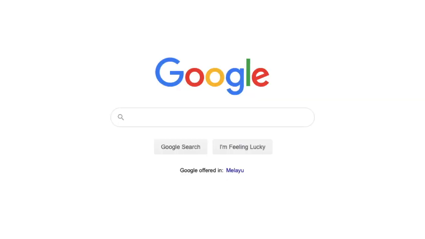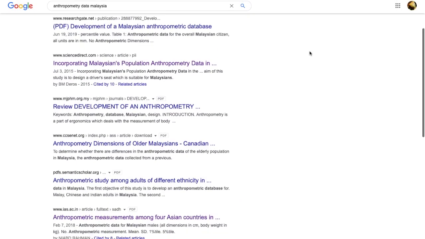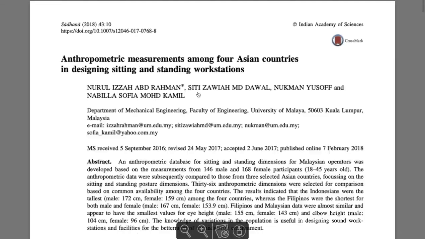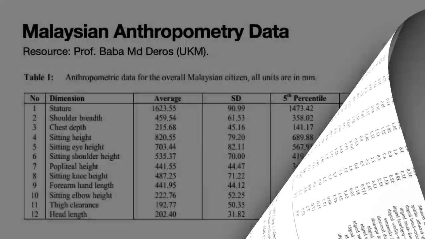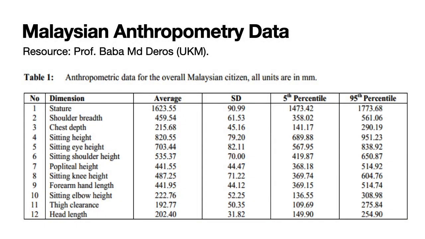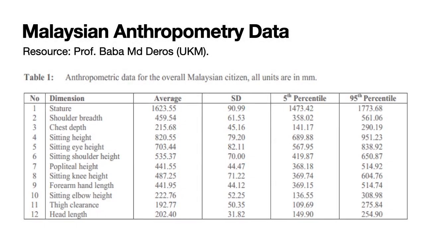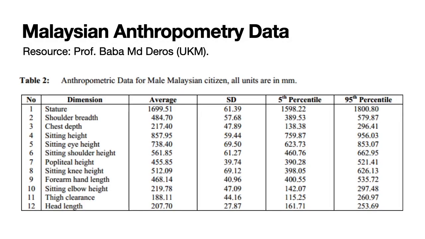Malaysian anthropometric data, in specific, can be accessed through compilations from various journal publications. You can find them in academic journals from various authors such as Prof. Baba Md Deros of UKM or Prof. Siti Zawiah of UM. Data from Prof. Baba is shown in the lecture slides. The US, for example, has very comprehensive registered anthropometry data of their population. Similarly, you can just search for their data online.